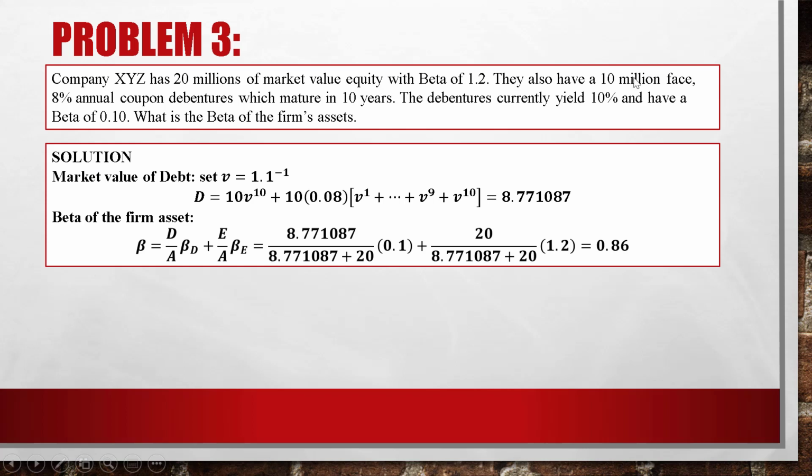Here we got $10 million. The face value would be returned at the end of 10 years. So the present value of the face value is 10 times v to the 10. And we have 10 coupons paid out at the end of each year, with a coupon value of 10 million times 0.08, because the annual coupon rate is 8%. The present value of them is the coupon times v plus the coupon times v squared, and so on to v to the 10. Here, v is 1.1 to the negative 1, because i is 10%, so v is 1 over 1 plus i. Plug it into this equation, we got debt value is 8.771087. So now we just have to use the weighted mean to find beta of the assets, and we got 0.86.